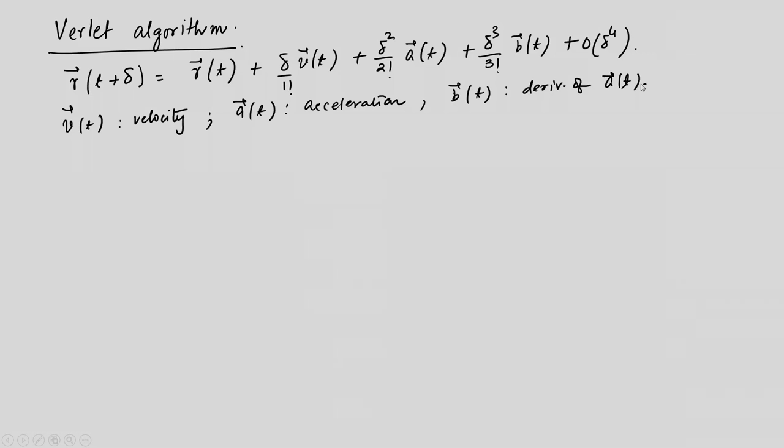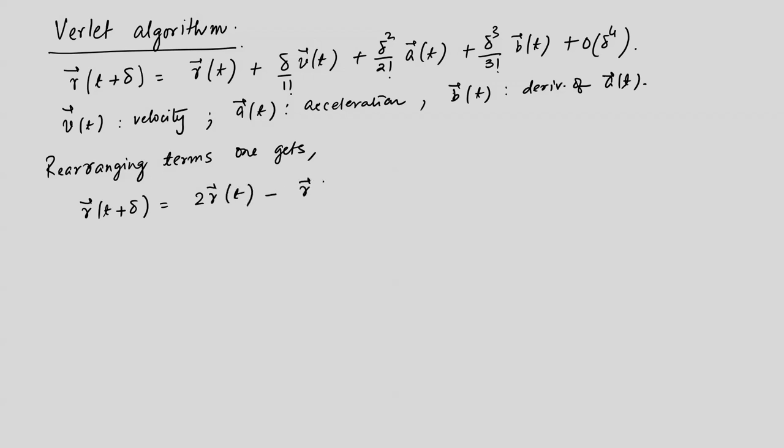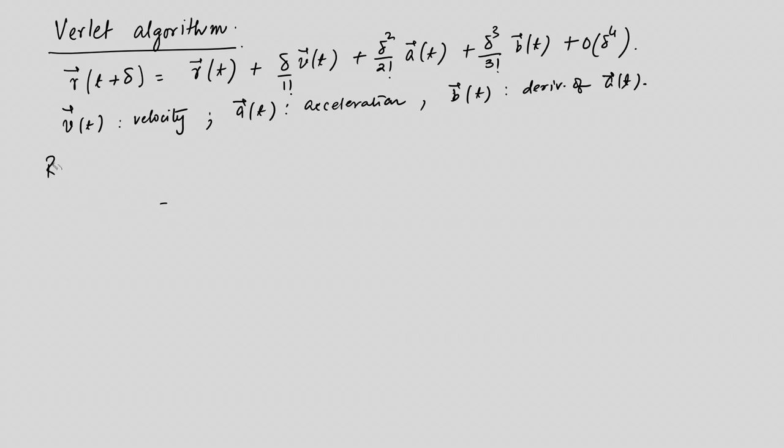Okay. Now, this is of course the Taylor expansion of the quantity r(t + delta) about t, and one can do a little bit of rearrangement of this. We can write r(t + delta) equal to twice r(t) minus r... Let us write down the other term as well. So, this we will have to write r(t - delta) as well. Pardon me for this mistake, I have skipped one.